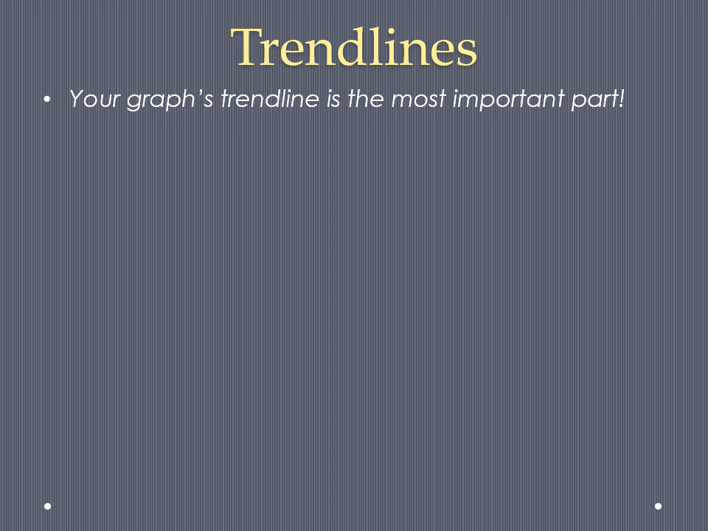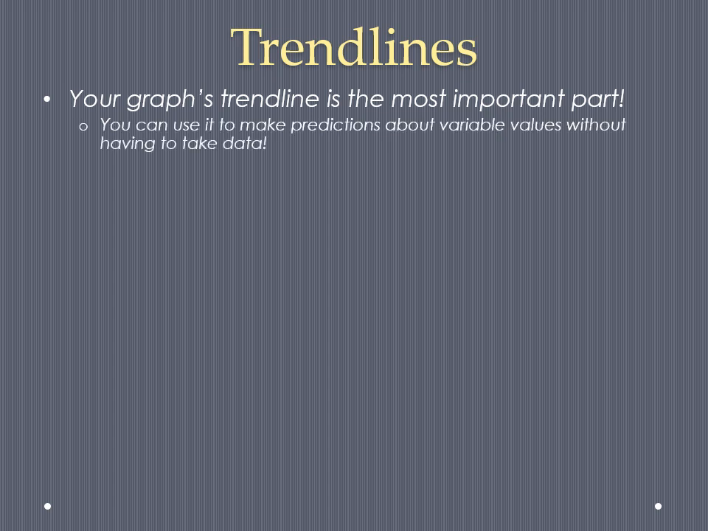So figuring out what your trend line should look like and creating it on your graph is the most important part of the graph. The reason it's so important is because you can use your trend line to make predictions about variable values without having to take every single data point. You can just say, hey, I can tell that this is what's happening, so I bet that my data is going to be whatever it's going to be.